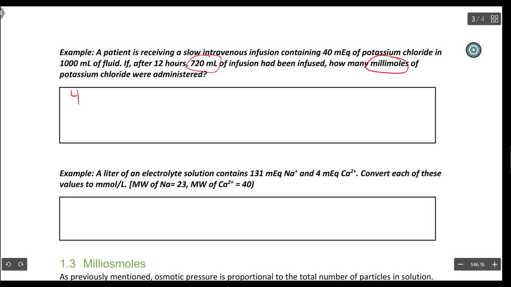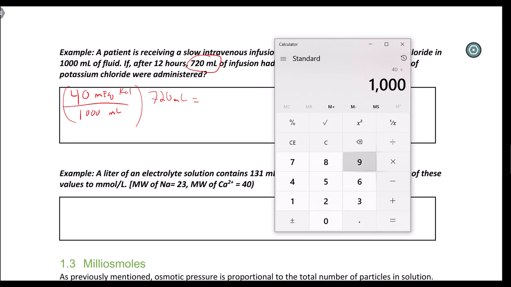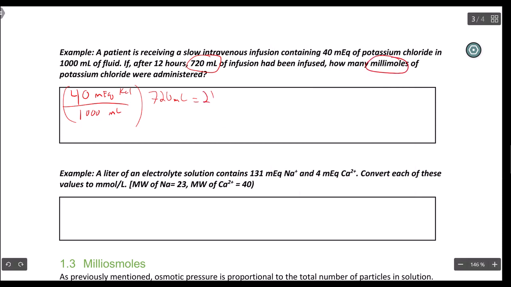40 MEQs of potassium, of KCl, was in 1,000 mLs. I think I got one extra zero in there, 1,000 mLs. If we administered 720 mLs, you got 40 divided by 1,000 times 720, 28.8 MEQs is what was administered to the patient.